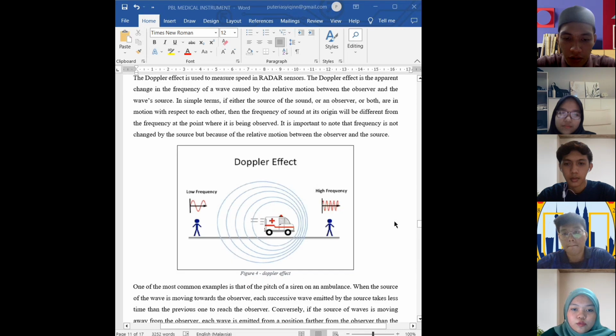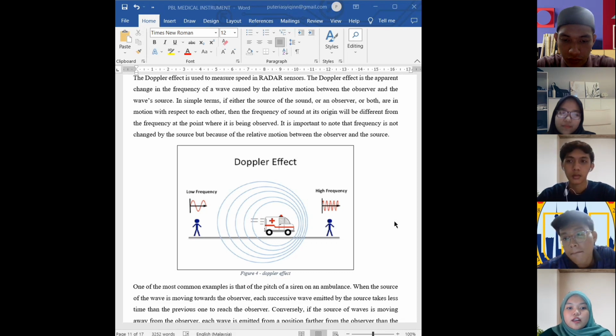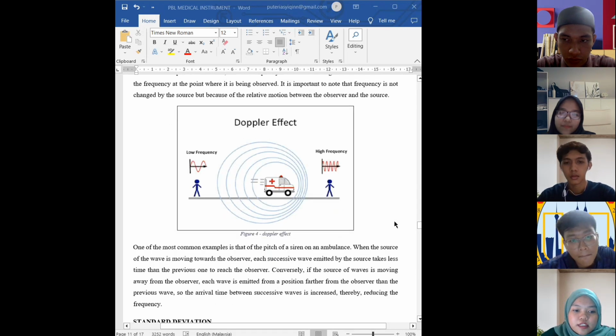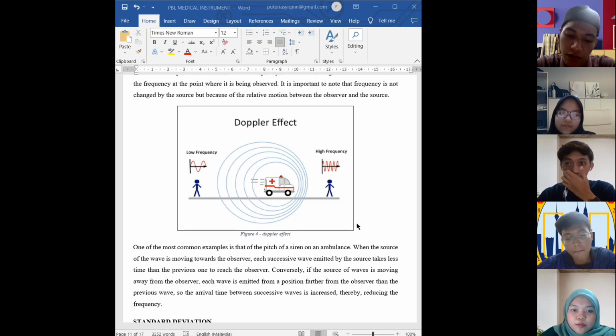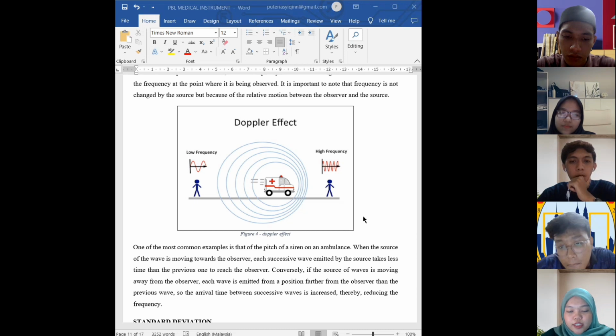It is important to note the frequency is not changed by the source, but because of the relative motion between the observer and the source. This is one of the most common examples of the Doppler effect. The common example is that of the pitch of a siren on an ambulance.